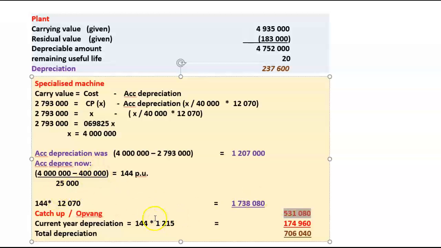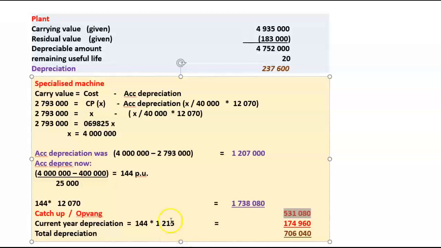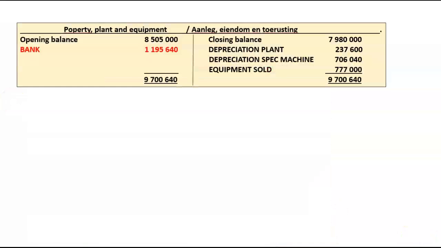Then we still have to provide the current year's depreciation, based again on the 144 Rand per unit multiplied by the number of units that we have actually produced this year, which was 1,215. So 1,215 multiplied by 144 gives us 174,960. So total depreciation based on the catch-up method on the specialized machine will be those two figures together, which equals 706,040. And that we can dump in our PPE account. Depreciation 706,040.